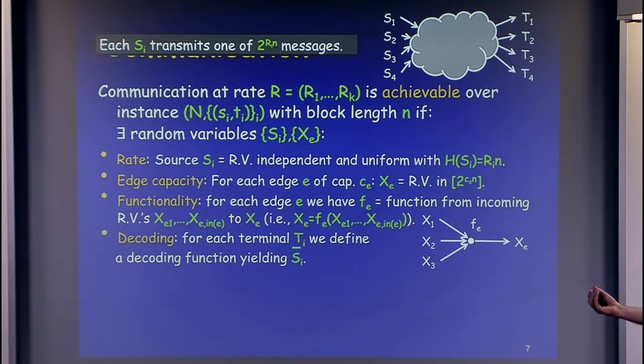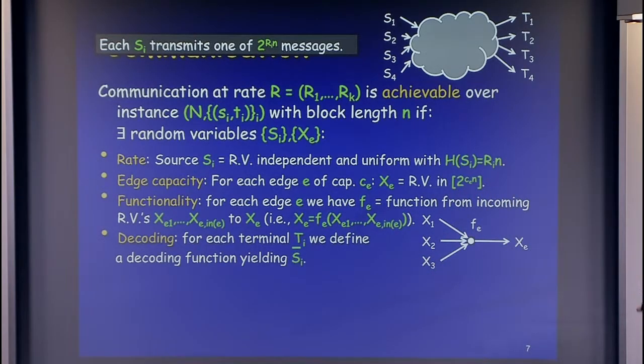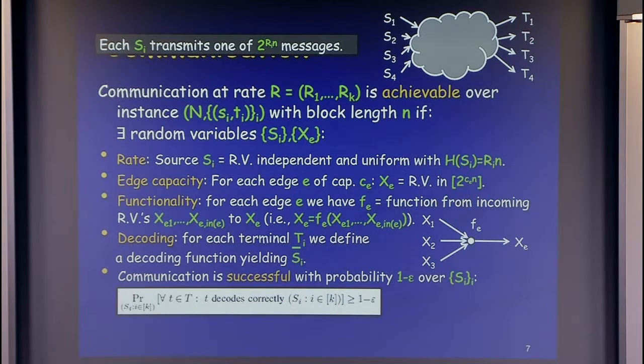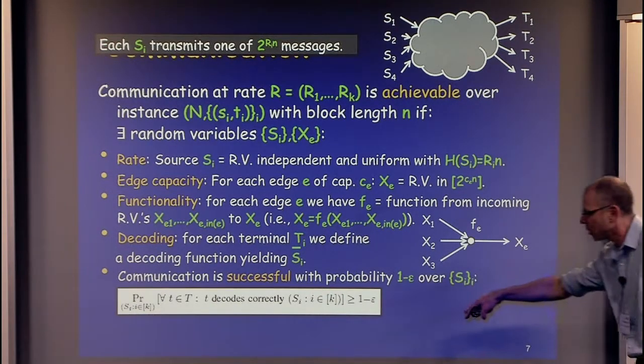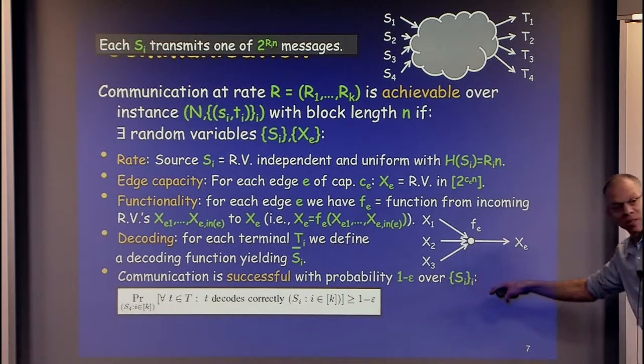At the end, we have our terminals. They have to do decoding. So each terminal Ti is going to have an estimate of the source that it wants. And we're going to say that communication is successful with probability 1 minus epsilon if all the terminals can decode successfully. And the only source of randomness, because the network is without any noise, is just the randomness of the sources.